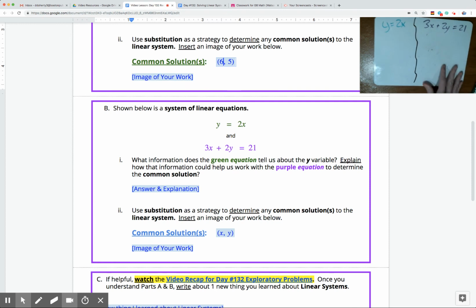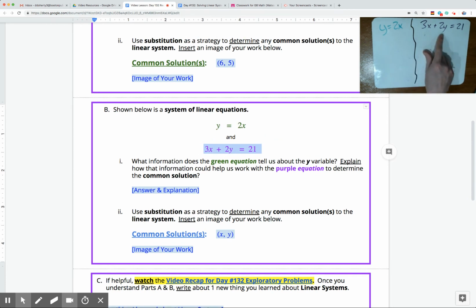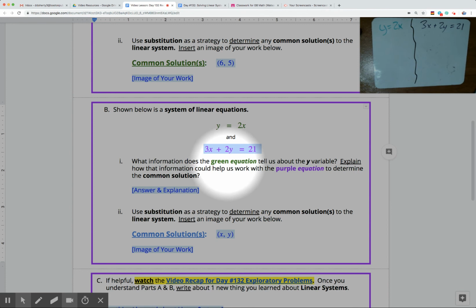So here's our next linear system. The first equation is y equals 2x. We see that here. And the next equation in the linear system, 3x plus 2y equals 21, is up here in purple. Part 1 says, what information does the green equation, this first one, tell us about the y variable? And then it goes on to say, explain how that information could help us work with the purple equation to determine a common solution.